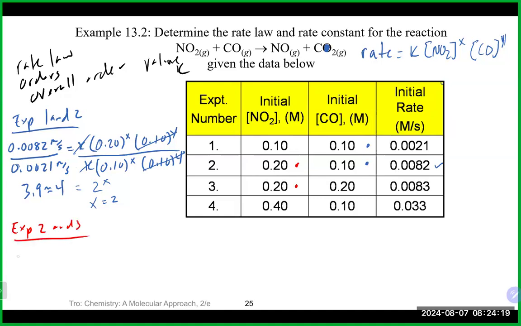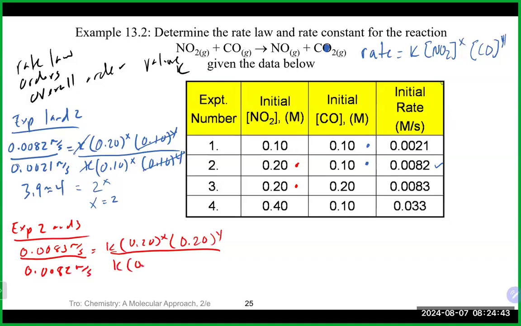And here we're going to go with, I guess 3 is slightly larger, 0.0083 molar per second up on top, with K times 0.2 to the X, 0.2 to the Y. Putting number 2 on the bottom there, 0.0082, K, 0.2, and 0.1 here to the Y. When we do this, we basically get 1. Again, the K's will cancel. These guys are going to completely cancel. And when we do that, it's going to give us a 2 to the Y.